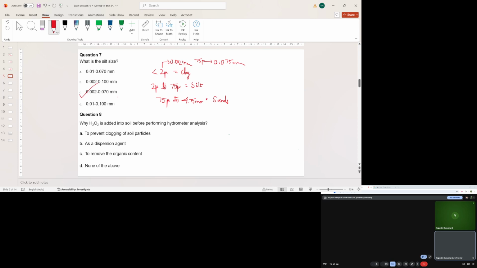So coming to the next question, why is H2O2 added? Why is H2O2 added into the soil before performing hydrometer analysis? Option A, to prevent clogging of soil particles, option B, as a dispersing agent, option C, to remove the organic content, option D, none of the above.